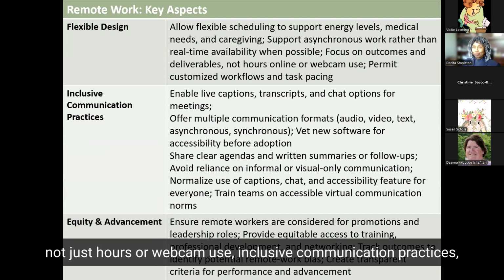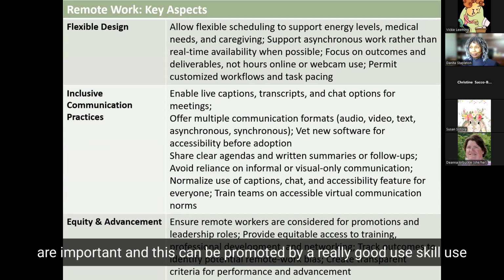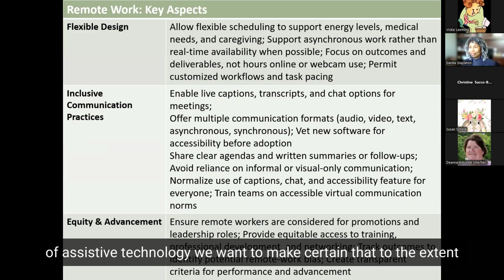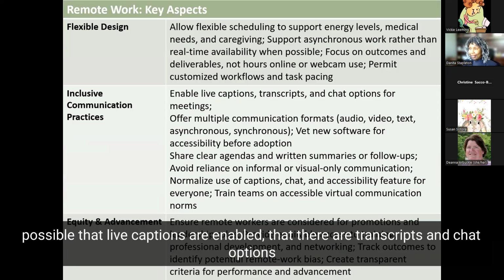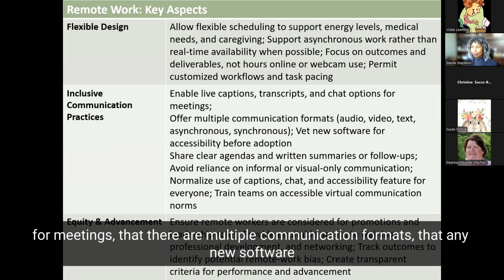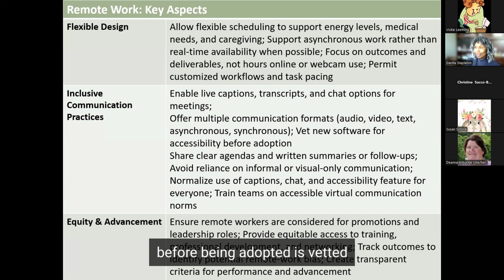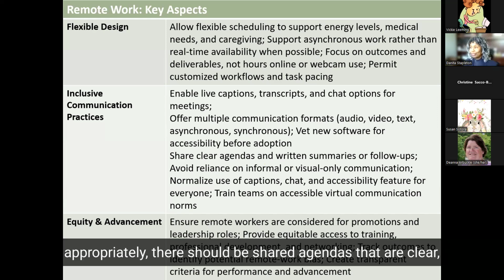Inclusive communication practices are important, and this can be promoted by a really good use of assistive technology. We want to make certain that, to the extent possible, live captions are enabled, that there are transcripts or chat options for meetings, that there are multiple communication formats, and that any new software, before being adopted, is vetted appropriately.